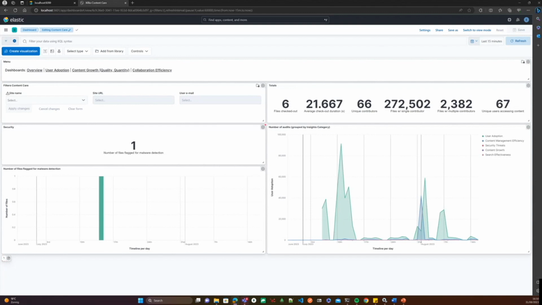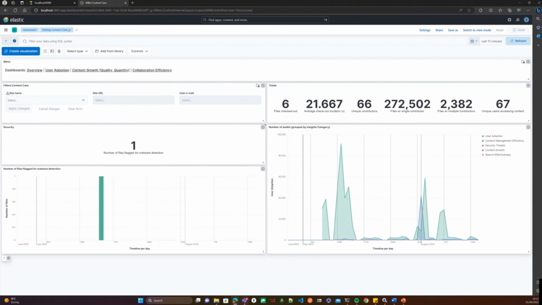But maybe you could attribute that to the summer holidays, seeing as we are still in August. So maybe the fact that people were in and out of the office meant that there was a reduction in the level of collaboration in SharePoint. You can also see from a security perspective the number of files that have been flagged for malware detection.